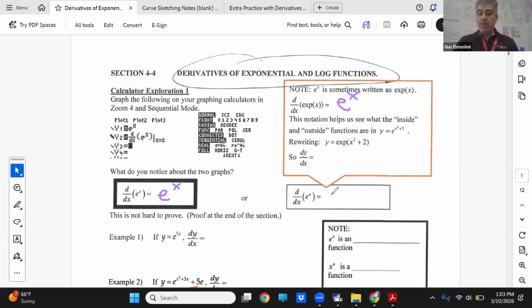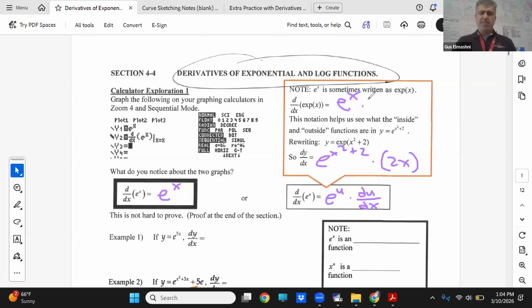Or if it's a chain rule situation, guys, we write it like that: the derivative of u with respect to x, or u prime. In this case, what if I have e to the x squared plus 2? Well, it's e to the x squared plus 2. However, what's the derivative of x squared plus 2? 2x. There you go.